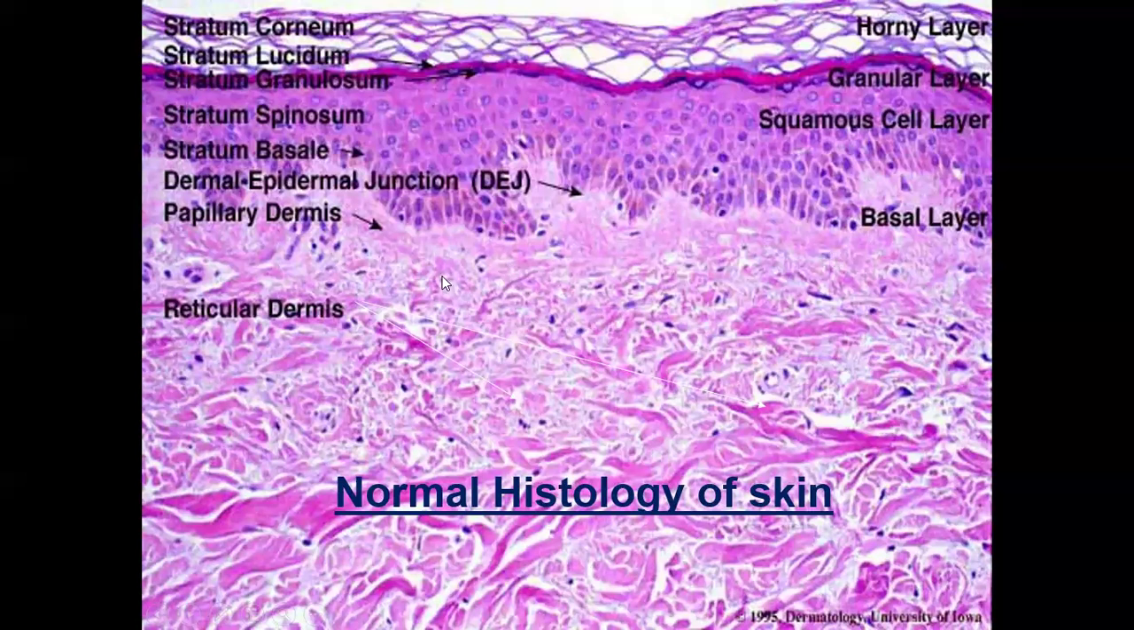Then comes the dermis. The dermis also comprises two layers. The upper layer, which is associated with the rete ridges, is a rather compact layer, and it is called the papillary dermis. And the rest of the dermis comprises rather loose collagen with the associated adnexal structures, and this portion of the dermis is called the reticular dermis.